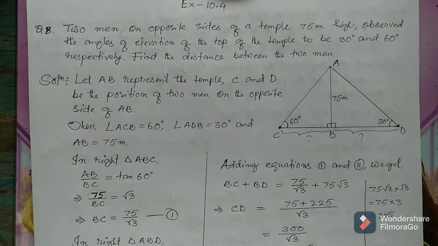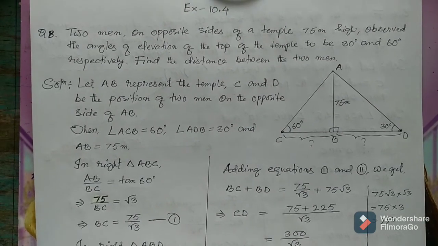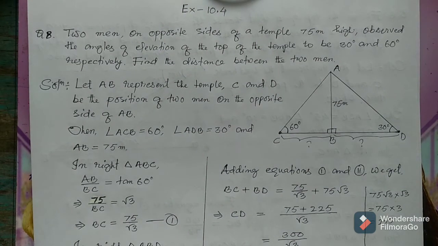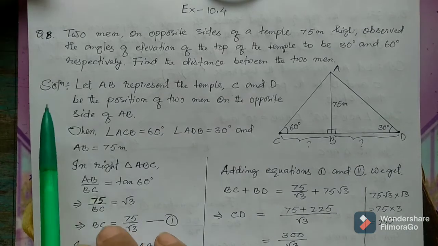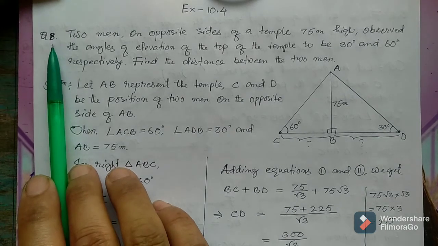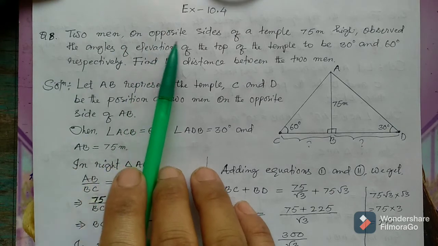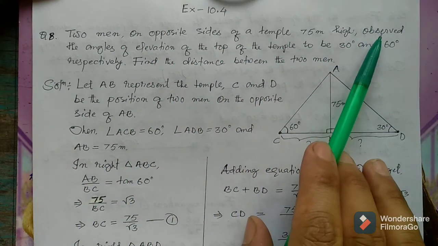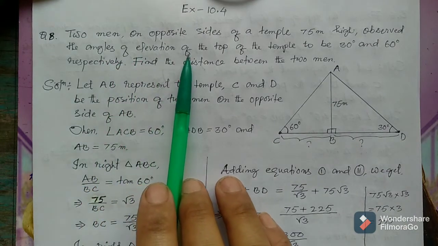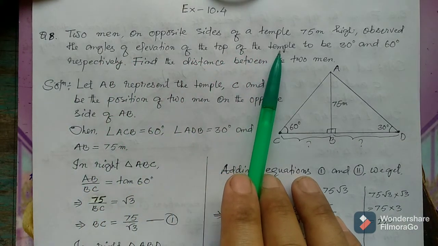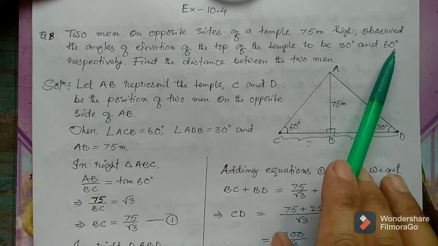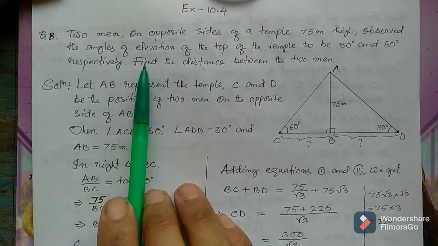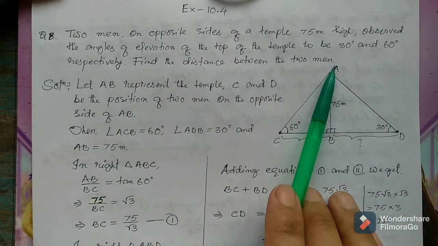And let's work out the second question too, which is textual question number 8. Again, let's look at the question. Question number 8. Two men on opposite sides of a temple 75 meter high observe the angles of elevation of the top of the temple to be 30 degree and 60 degree respectively. Find the distance between the two men.